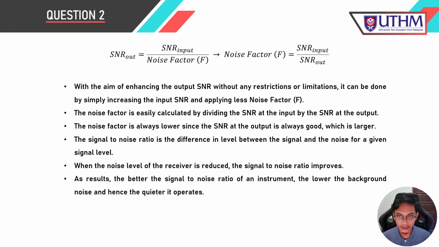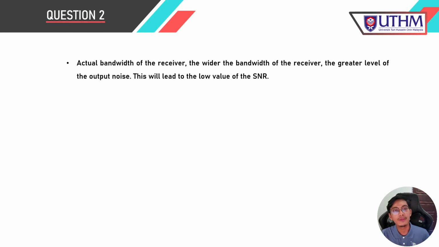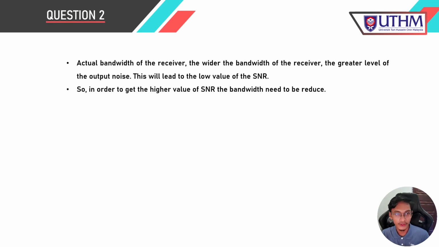So in this particular question, we want to enhance the signal noise ratio. So as a conclusion, we have to decrease the noise factor to make the value of signal noise ratio output bigger. And then the second point to enhance the signal noise ratio is the bandwidth of the receiver, which means the wider the bandwidth of the receiver, the greater the level of the output noise. This will lead to a low value of the SNR. So in order to get a higher value of SNR, the bandwidth needs to be reduced.